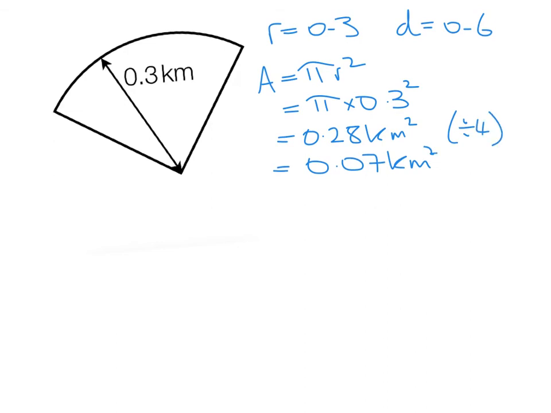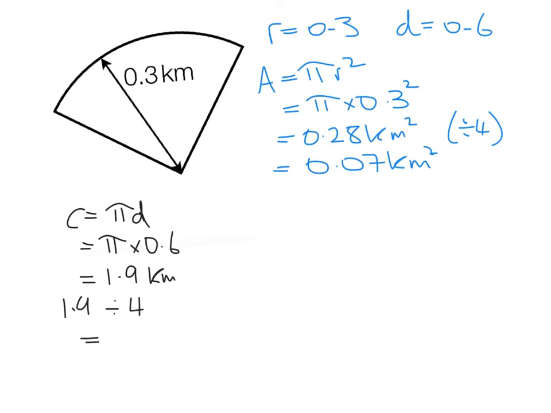Moving on to the perimeter, I'm going to use the circumference again. C equals pi d, which is pi times 0.6. It gives me an answer of 1.9. Okay, and again, because it's a quarter, I need to divide that by 4, which is 0.47.